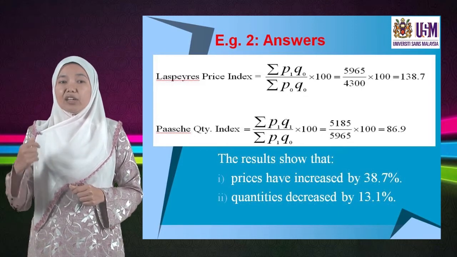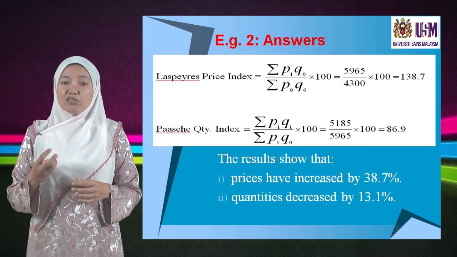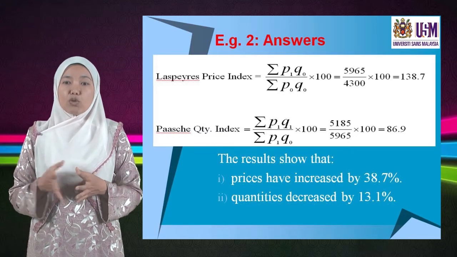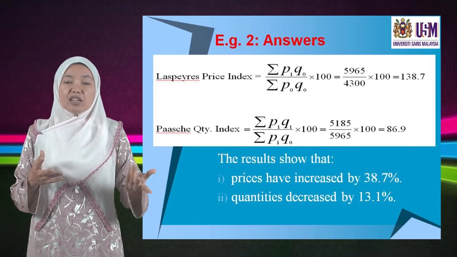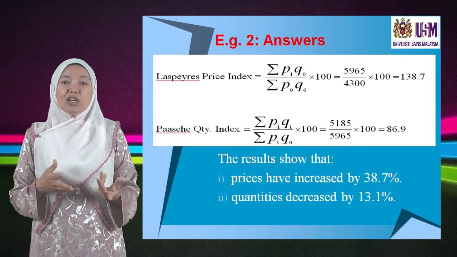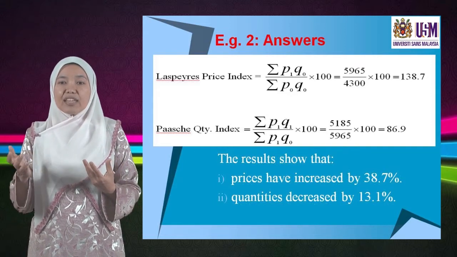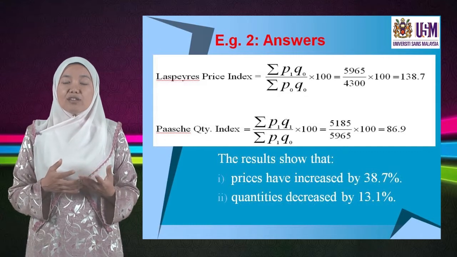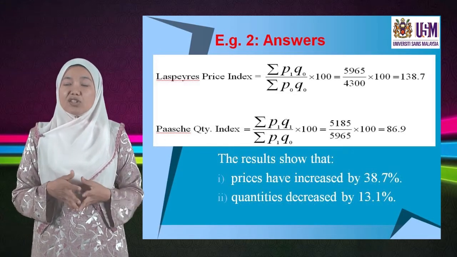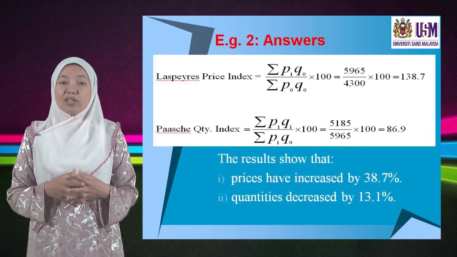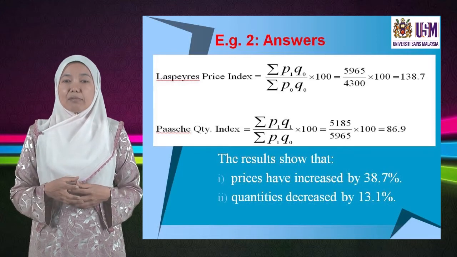On the other hand, according to the Paasche quantity index, quantity has now reduced by 13.1%. How do we get 13.1%? Because the base year index is 100, is understood. So in this case, the Paasche quantity index of 86.9. So a difference of 100 minus 86.9 will give you the quantity reduction of 13.1%. So that's how you interpret your index number.